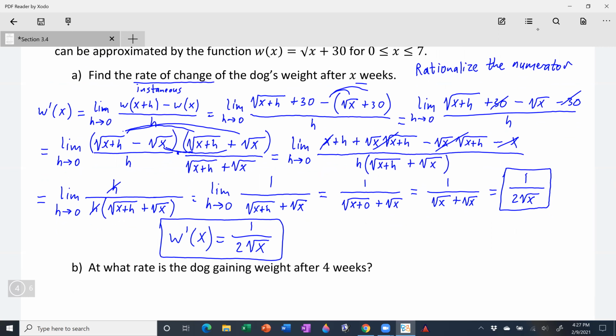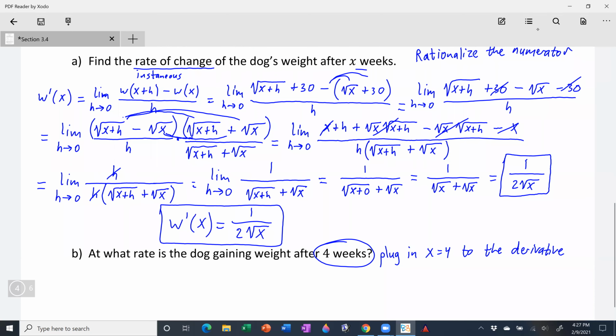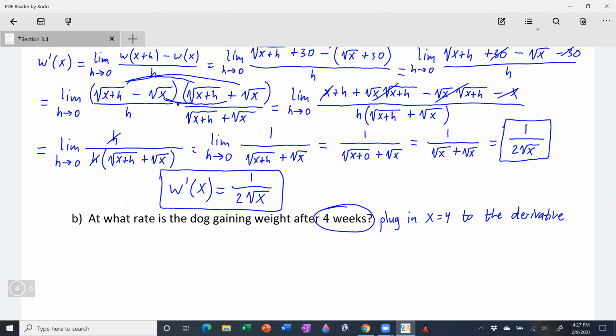Okay, so that was most of the work for this problem, because now for part B, at what rate is the dog gaining weight after 4 weeks? That just means plug in x equals 4 to the derivative. A lot of times on these types of problems, you'll have part A where you actually have to find the derivative, which is where most of the work is. And then part B is when you just use part A. So we're ready to go.